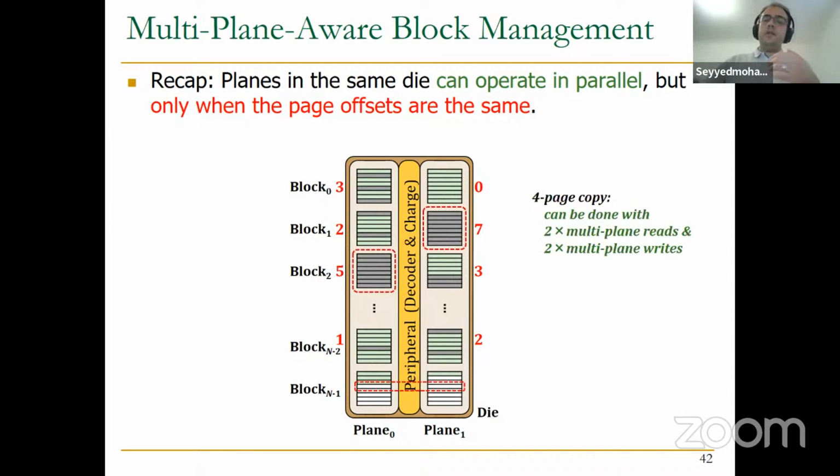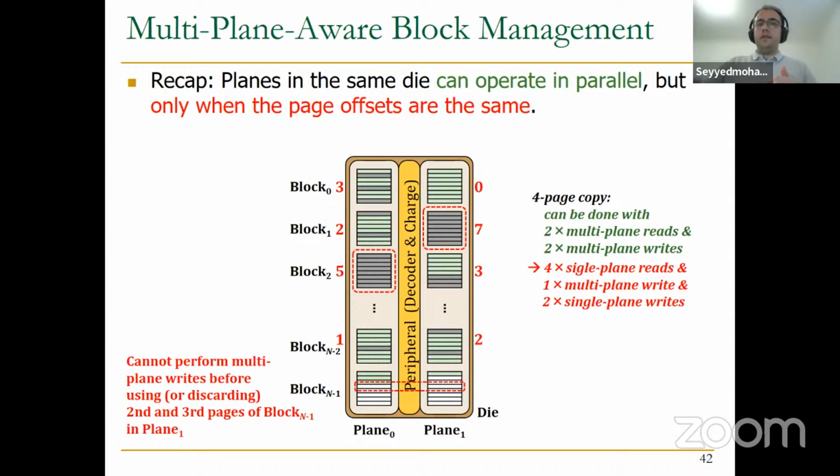So in an ideal case, we need a 4-page copy, which can be done with 2 multiplane reads and 2 multiplane writes. That's the ideal case, right? But here we need to do 4 single plane reads, 1 multiplane write, and 2 single plane writes. And in fact, it's not the only overhead.